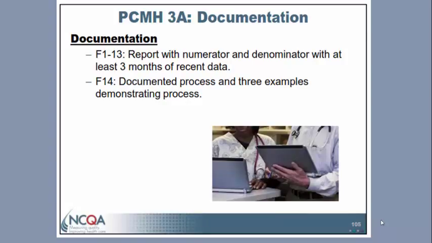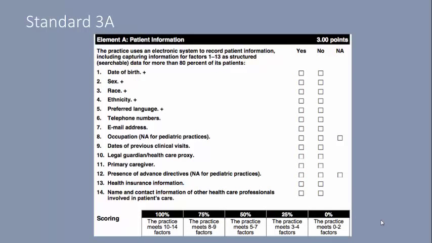For factor 14, they're actually looking for a documented process. Let me go back to factor 14. This is where you are collecting the name and contact information of other healthcare professionals involved in the patient's care. So if your patient is a diabetic seeing an endocrinologist, or a child you're seeing has very severe asthma and is seeing a pulmonologist, or whatever it may be, you have a process in place for collecting that information, and then you show some examples of you actually collecting it.